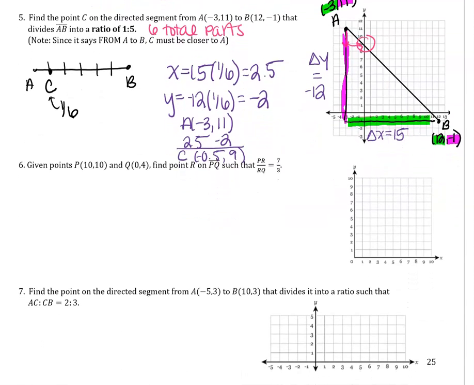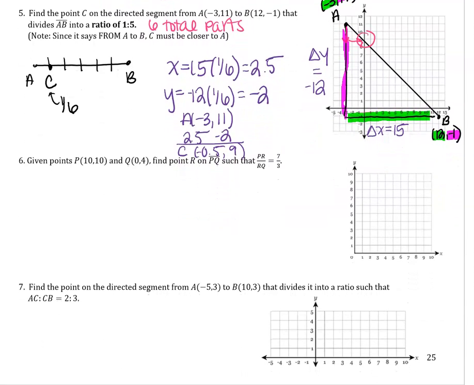All right, so let's try another one. So given the points 10, 10, so that's this guy right here. Oops, I'm going to try and be consistent, keep it in black. 10, 10, and then Q's at 0, 4.